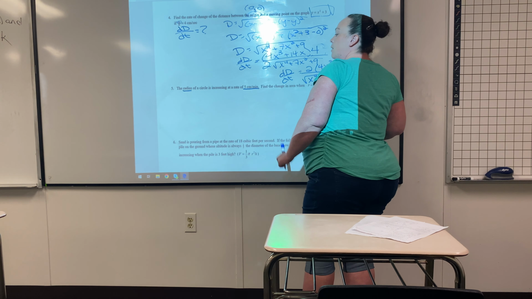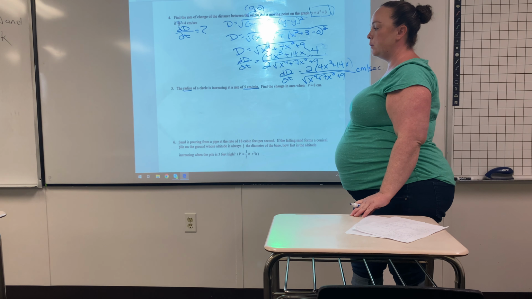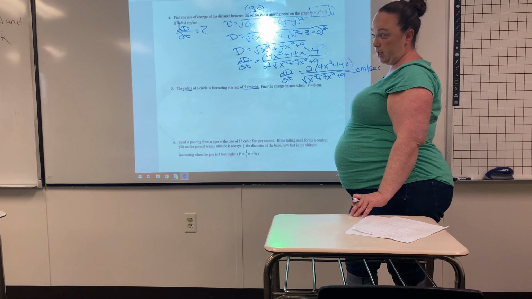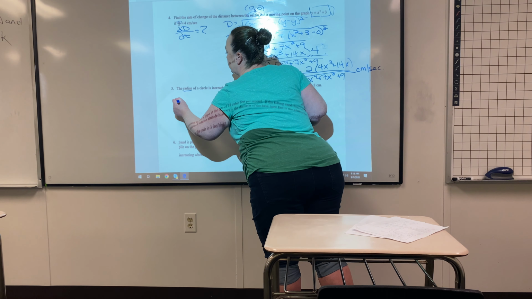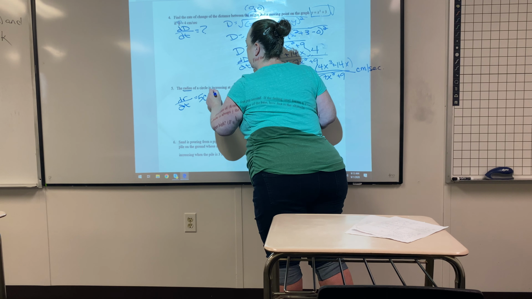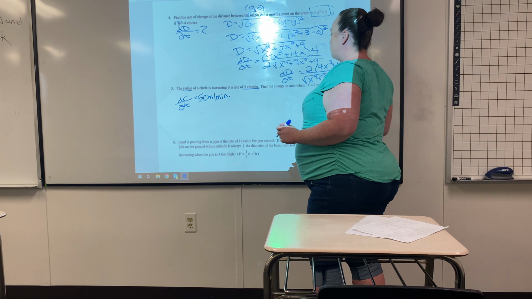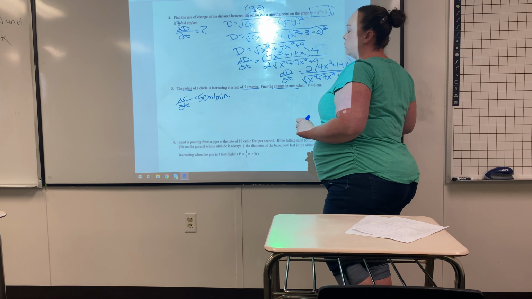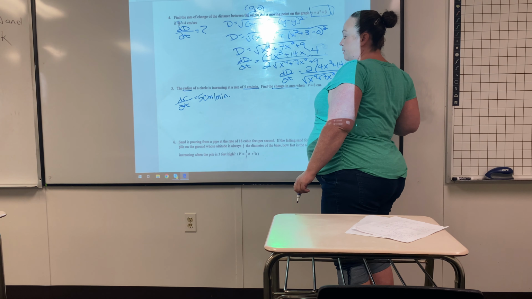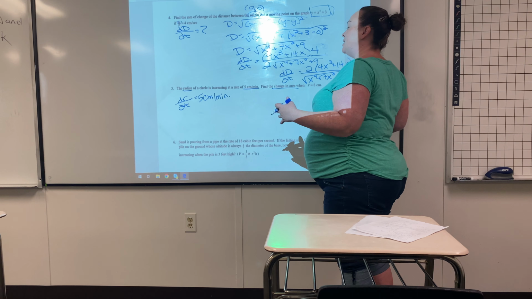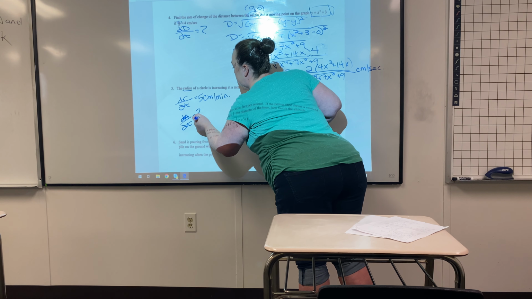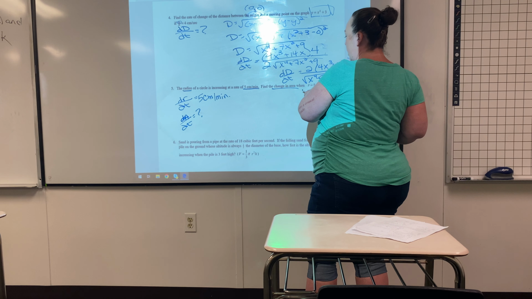Anytime you have a per minute, that's a d something dt, okay? So since it's the radius doing it, that would be dr/dt, because when you have radius, that's always r. So dr/dt is the 5 centimeters per minute. You're looking for the change in area. Well, area is A. If you want the change in it, that's a rate of change, so that's a d something dt. So it would be area, so it's dA/dt. You're looking for the rate of change in area when r is 8 centimeters.